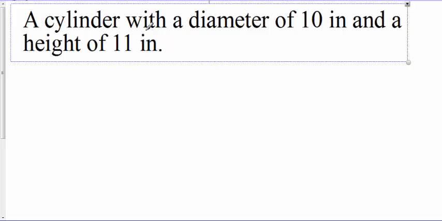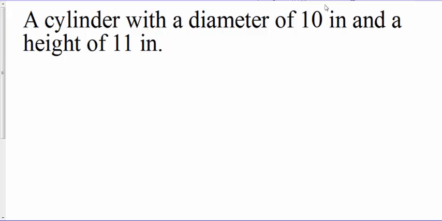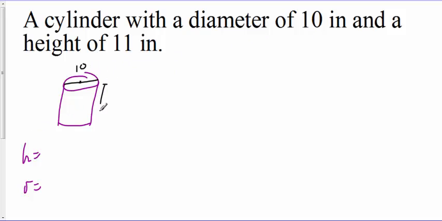Now, last one. This is a word problem, so it kind of gets you to think a little bit differently. But let's just draw a cylinder real quick. We're needing the height and the radius. So let's read it. A cylinder with a diameter of 10. Well, they told us that it had a diameter of 10 and a height of 11. So here's our height. That's our height of 11.